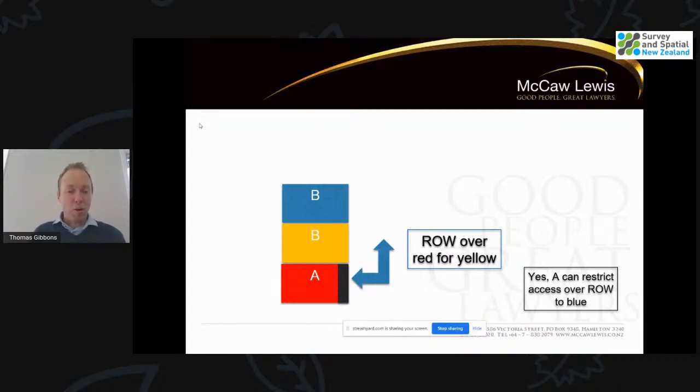If we imagine that yellow and blue are originally one title, they have a right-of-way over A, and that covers the whole of the yellow and blue, and then they want to subdivide. No, they don't necessarily need permission to do that. The right-of-way continues in place and extends to both yellow and blue. You're probably going to have to create a further right-of-way over yellow to get to blue to give that effect later on, but that's not going to be too hard. It is going to depend on the extent of the grant, the actual easement instrument, and how widely worded or not it is.